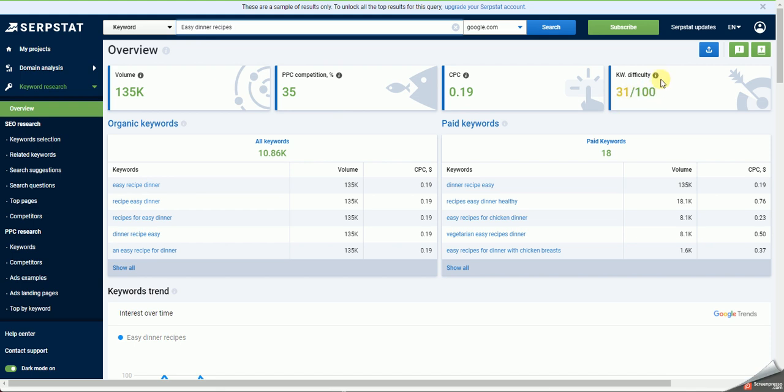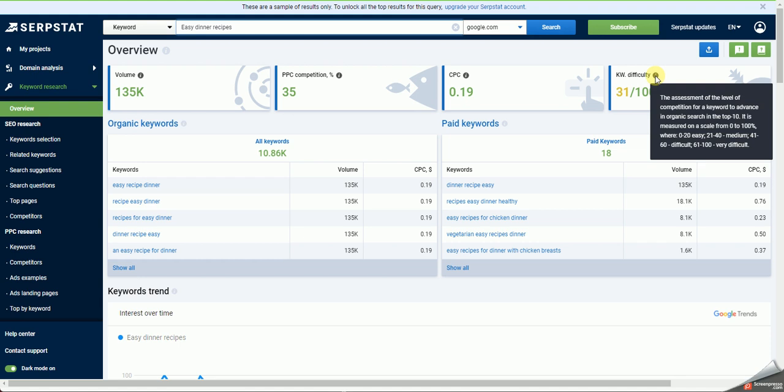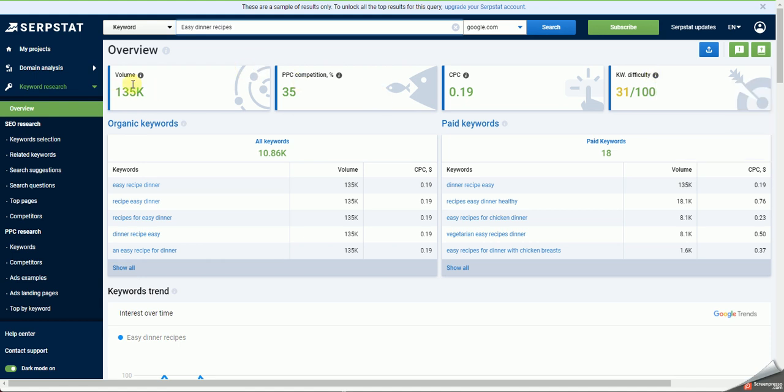Now, the keyword difficulty for this, it's not as high as I thought it was going to be. I thought it was going to be really high, but it isn't as high as I thought it was going to be. And if you don't know what any of these terms mean, just click on the I or hover your mouse over it, and it's going to show you what each of these terms mean.